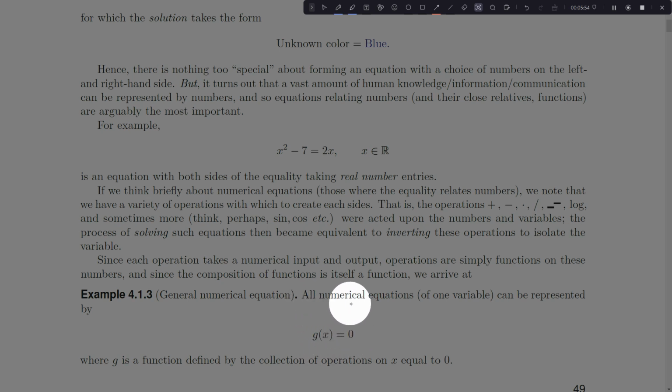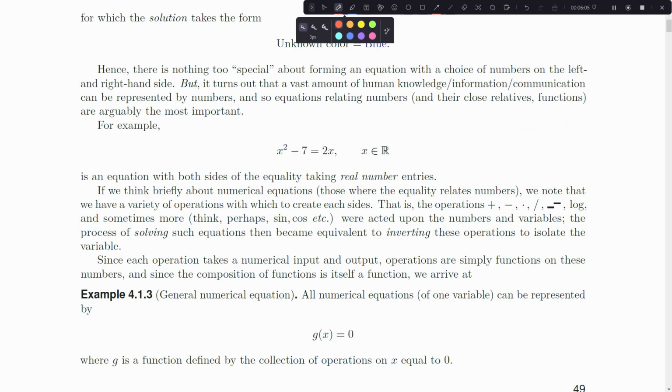I can write every numerical equation in this manner. Let's just look at it really quickly up here. Is there a way I could rewrite this equation to be g of x equals 0? I think a lot of you already can tell what this will be. If I shift everything to the left-hand side, I recover x squared minus 7 minus 2x equals 0.